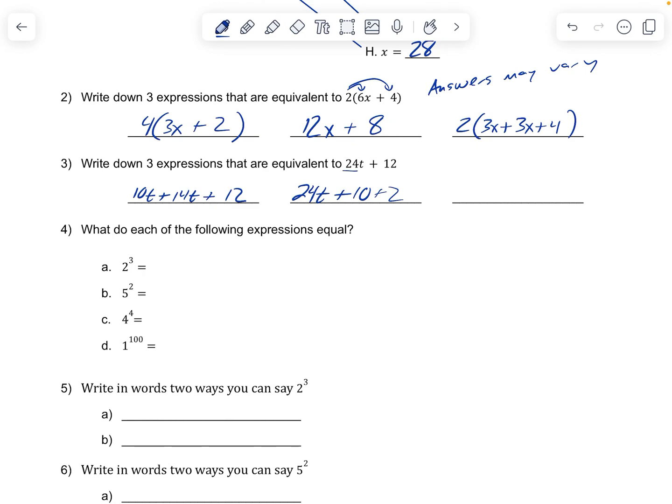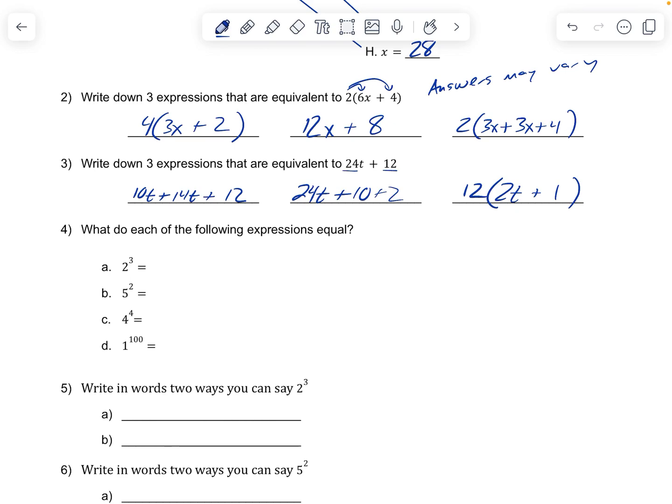I see that 24 and 12 have a lot of common factors, but I'm just going to go ahead and use the common factor of 12. So if I do that, then I have to think, 12 times what gives me 24t? 12 times 2t does. And 12 times what gives me 12? 1. So that would work.